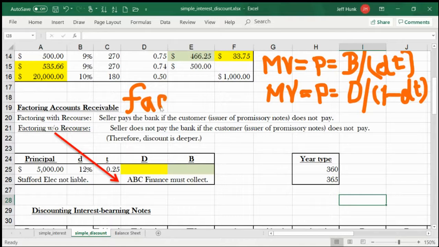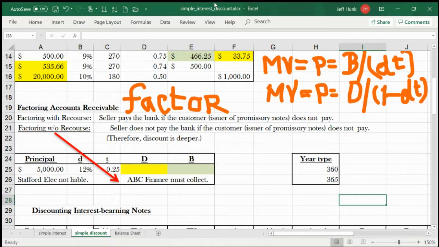Usually these companies are named something like ABC Finance, right? Now, they generally buy these promissory notes, and not just the promissory notes. The promissory notes are a part of accounts receivable.